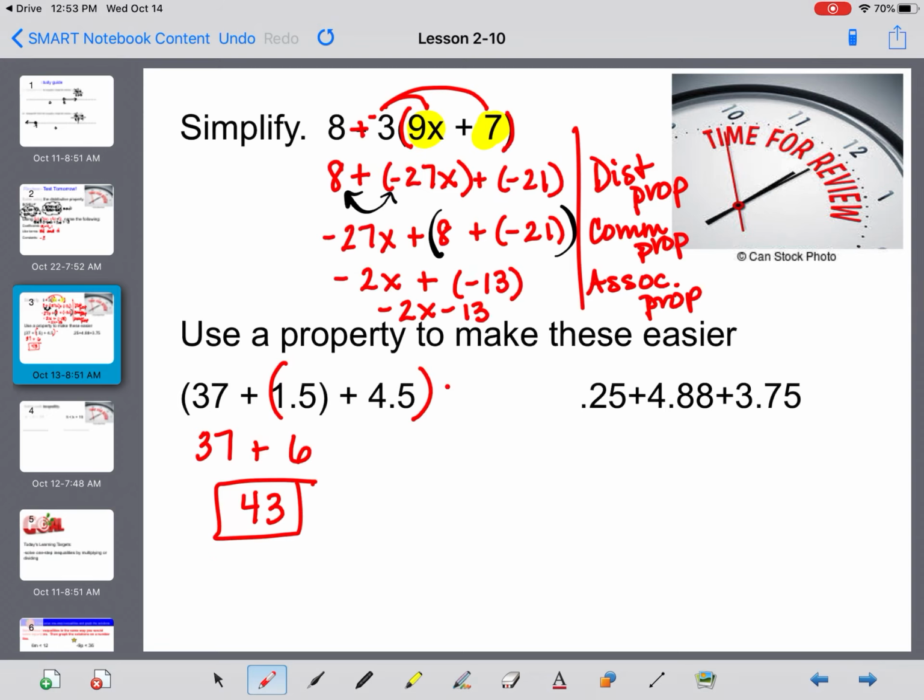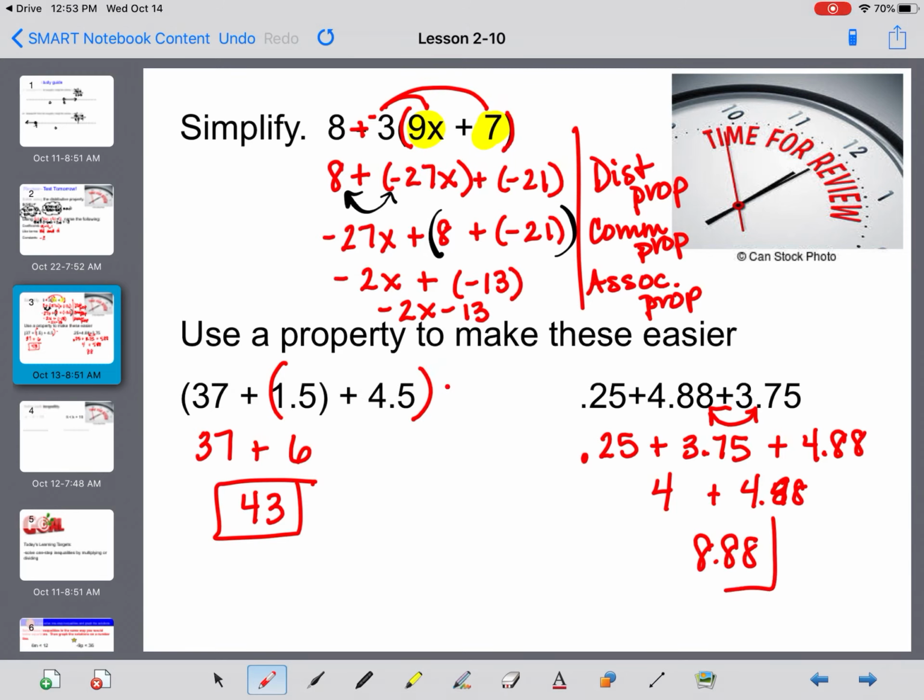The next problem. I think that if I could just switch the order of these two. The reason is that this is 25 hundredths plus 3 and 75 hundredths makes a whole number. Once I have a whole number, it's really easy to add 4 and 88 hundredths to it. So if I had a quarter and $3.75, I would have a total of $4. 4 plus 4.88 gives me 8.88. And this was the commutative property that helped me to solve that, and the first one was the associative.